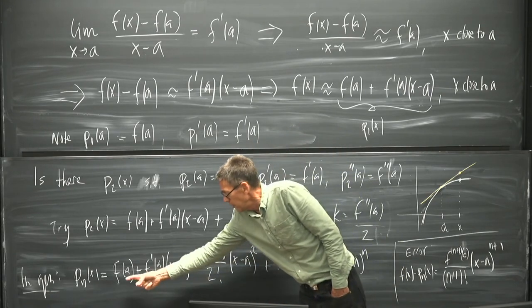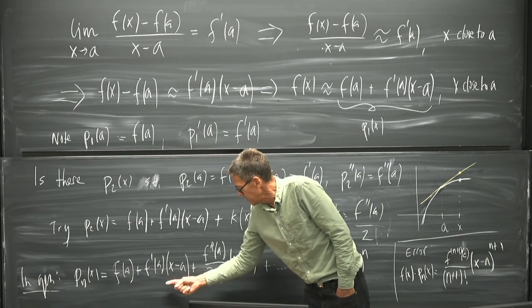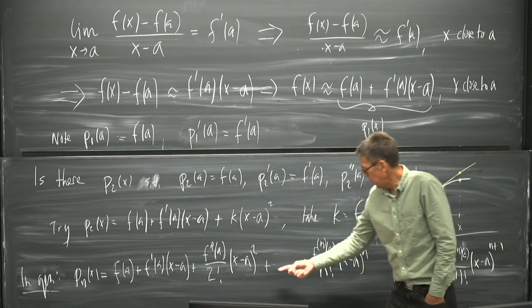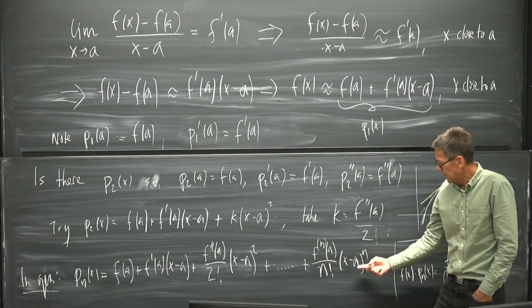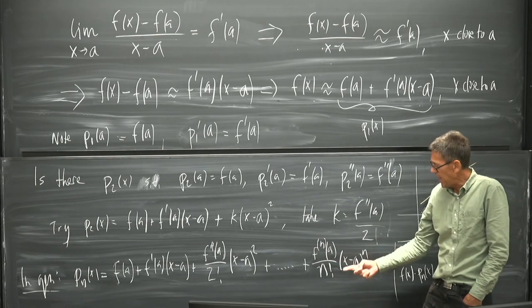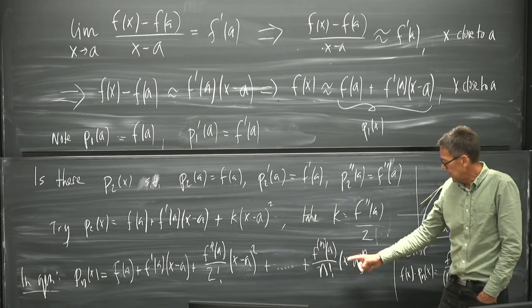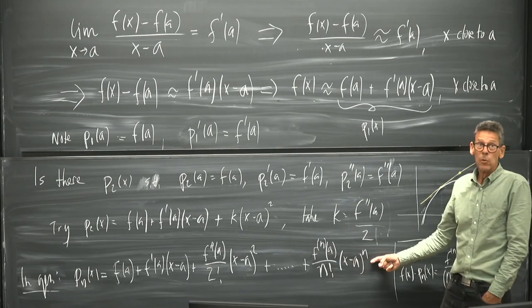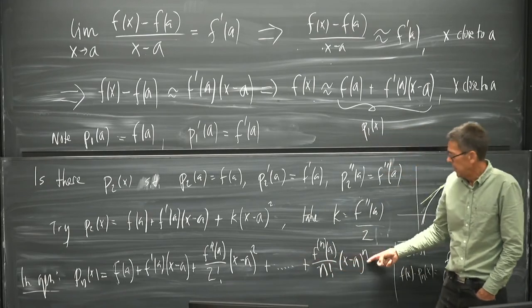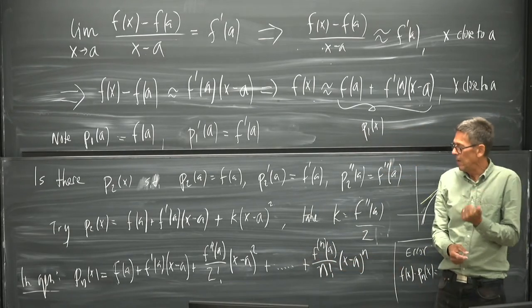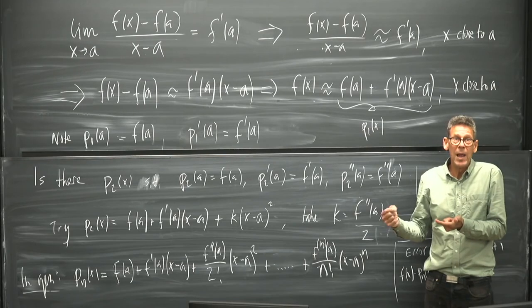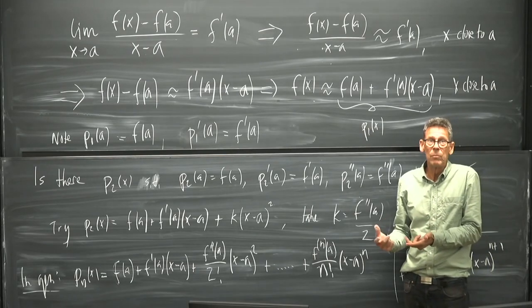We start out with f of a, and then this is the first order term, and there is a second order term that we determine, and we keep going here. And after n steps, we add a term, which is the nth derivative of f at a over n factorial times x minus a to the power n. And this polynomial Pn of x, it matches the function value and the derivatives of f up to order n at the point a.